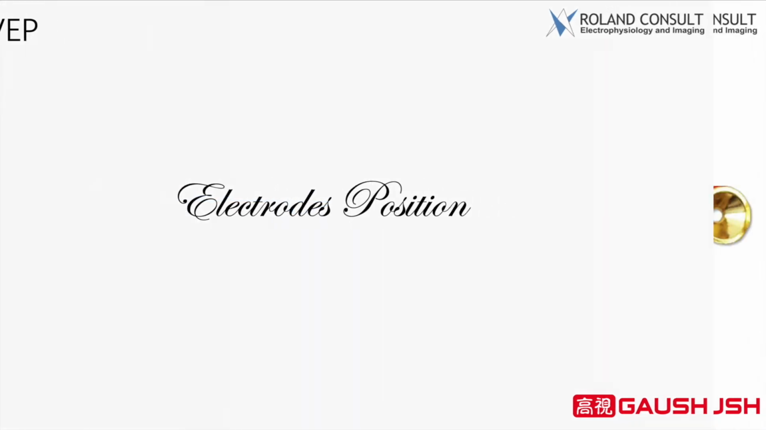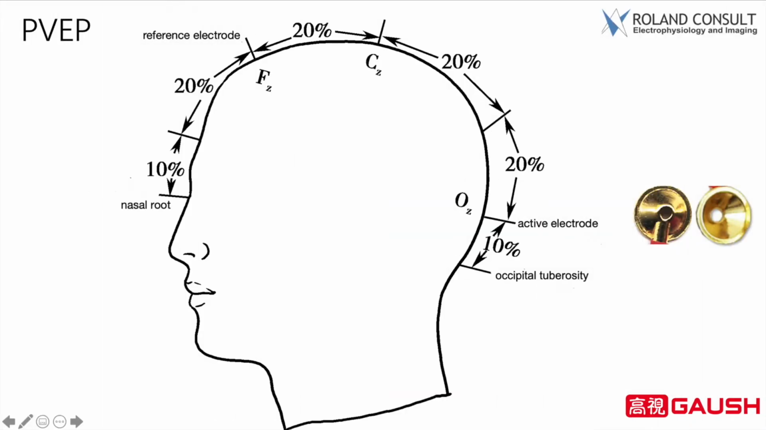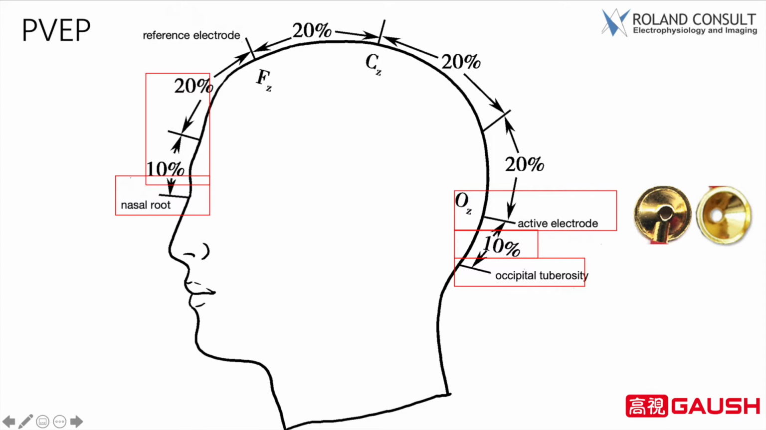Electrode positions. According to the International 10-20 system, scalp electrodes should be placed relative to bone markers, in proportion to the size of the head. To set the electrode position accurately, a line is connected from the nasal root through the apex to the occipital tuberosity. The active electrode point is at 10% forward from the occipital tuberosity, that is Oz, which is the visual cortex region. Generally, the position of the active electrode can be defined as 1½ finger distance above the occipital tuberosity.